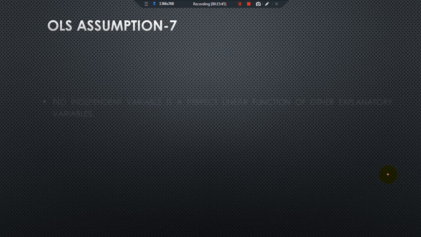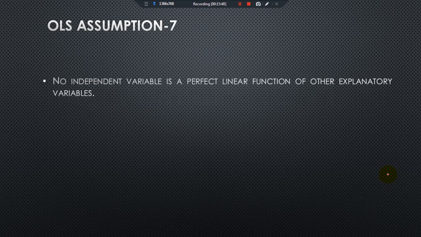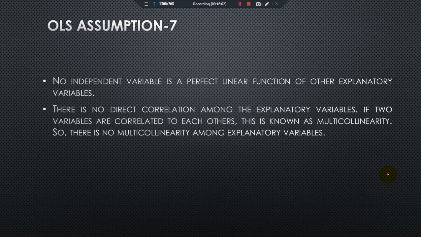Assumption 7. No independent variable is a perfect linear function of one another or each other. So this means that our explanatory variables have no correlation with one another. There is no direct correlation among the explanatory variables. If two variables are correlated to each other, this is known as multicollinearity. So there is no multicollinearity among explanatory variables. Keep in mind that OLS cannot distinguish one variable from the other when they are perfectly correlated.